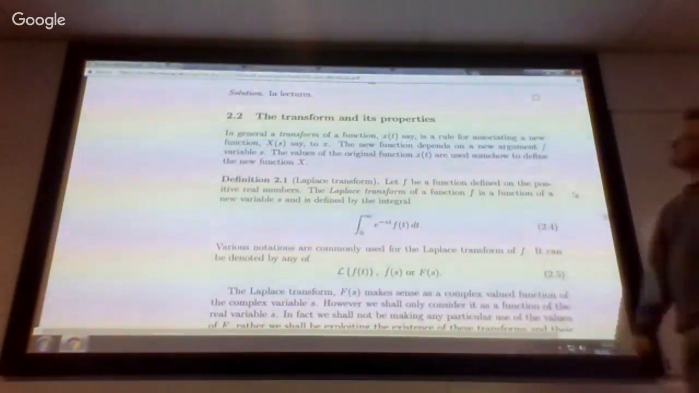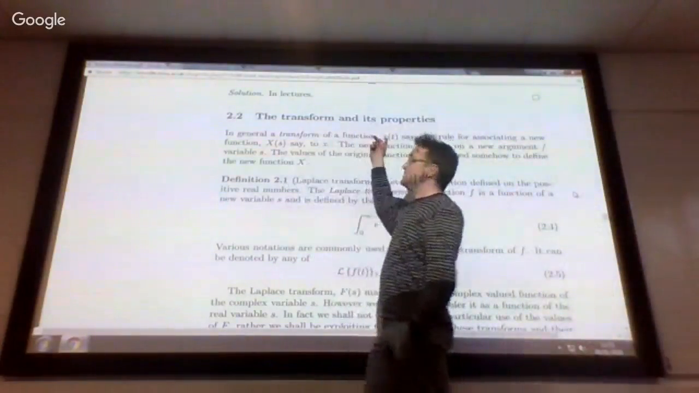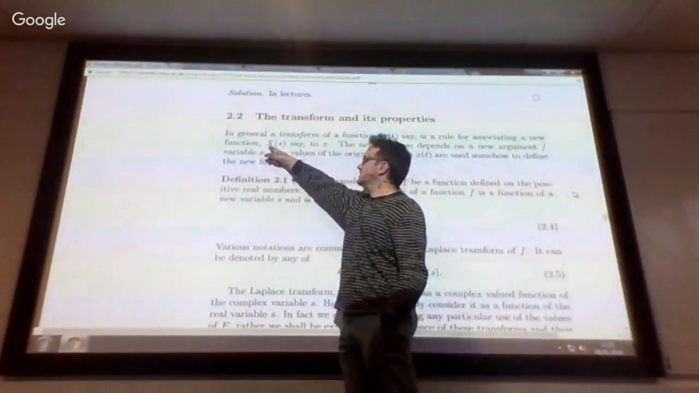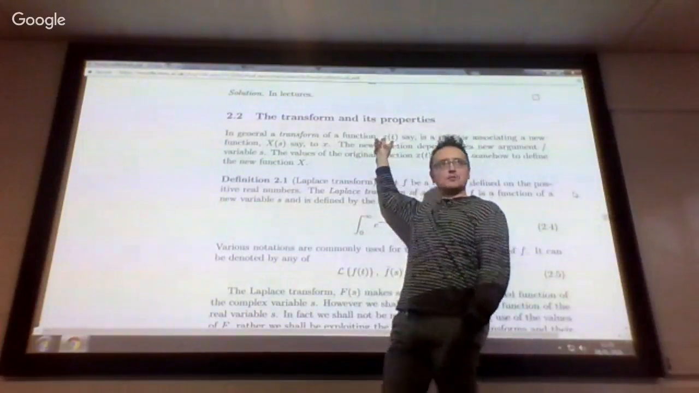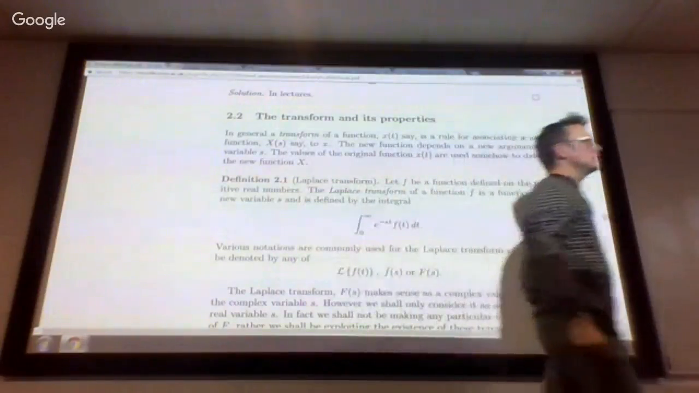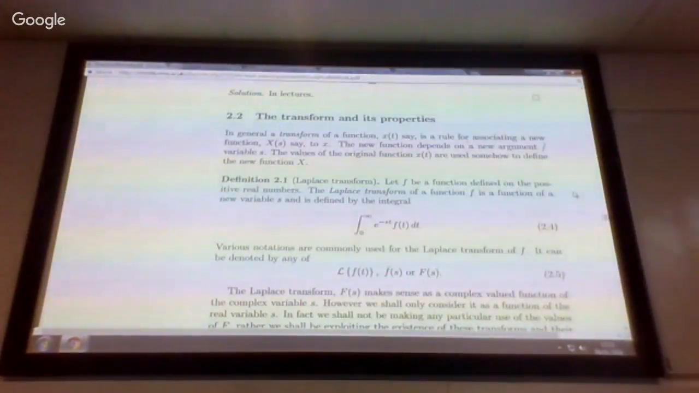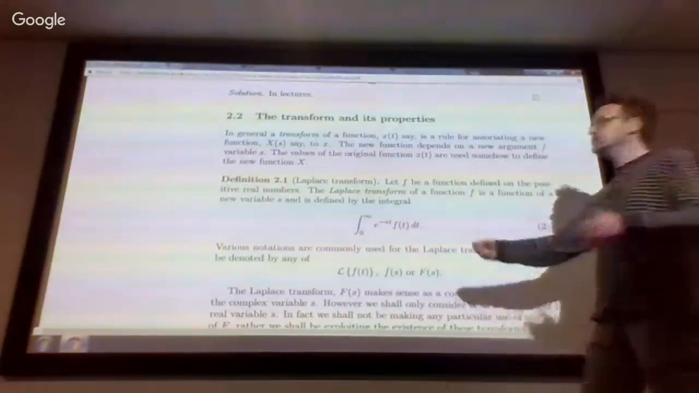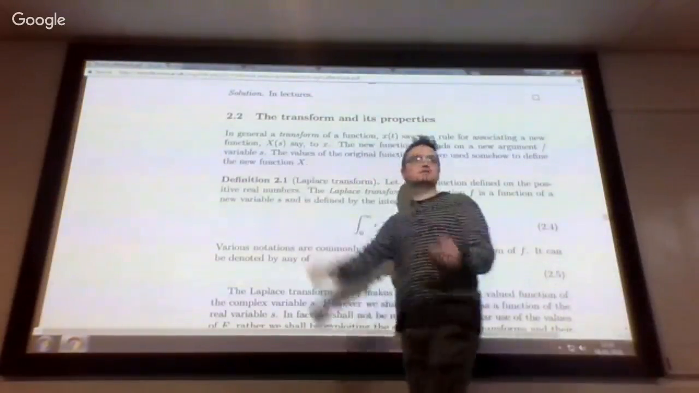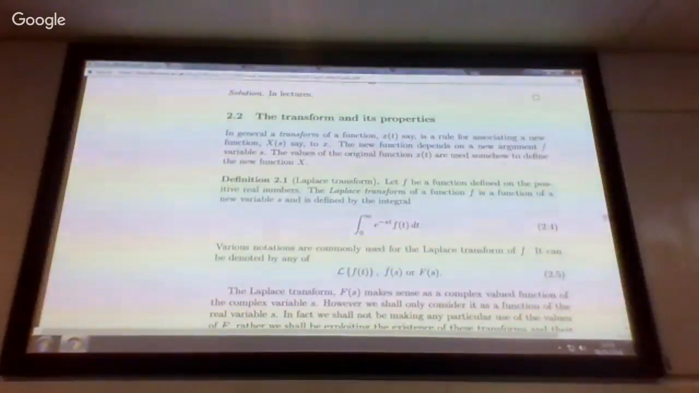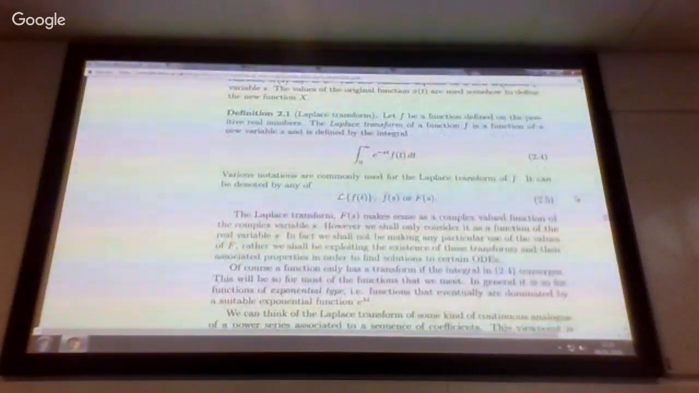It's a new function, capital X, associated to the original function, but it's a different function, and it's a function of a different variable. It's not a function of the original variable t. It's a function of this new variable, which we're going to call s. So in general, that's what we call a transform of a function: some kind of rule for taking your function and associating some new function of a new variable to it. There's a whole bunch of different transforms, but the one we're looking at is the Laplace transform. And here it is.